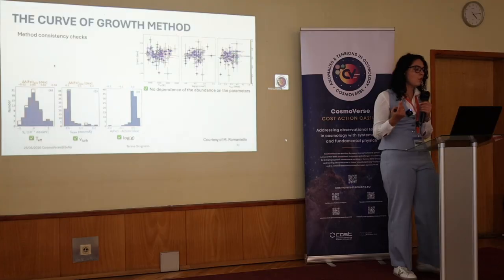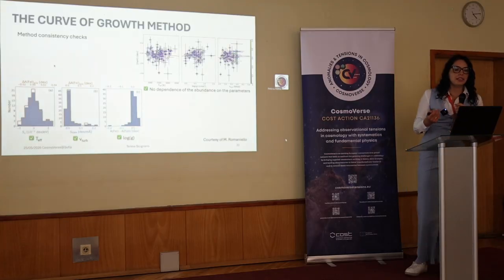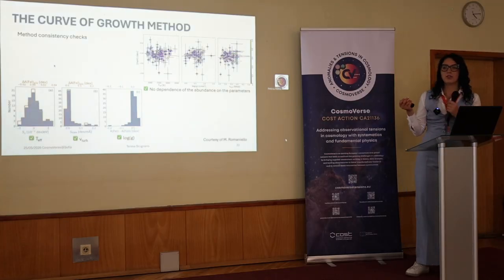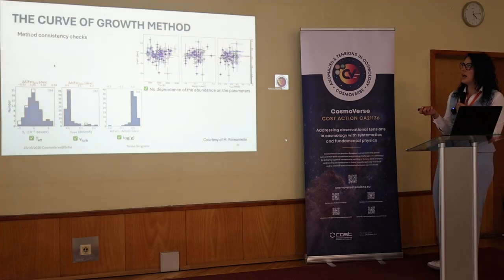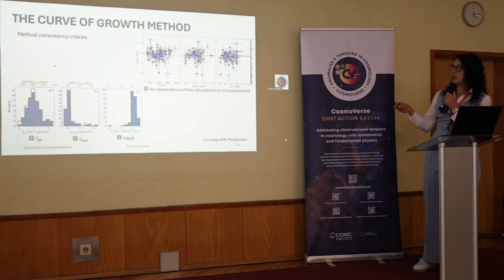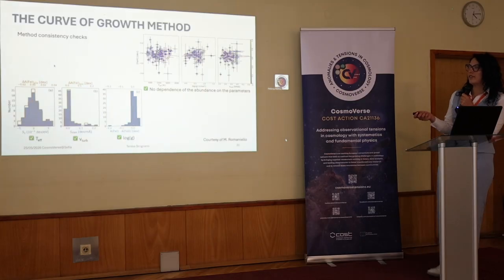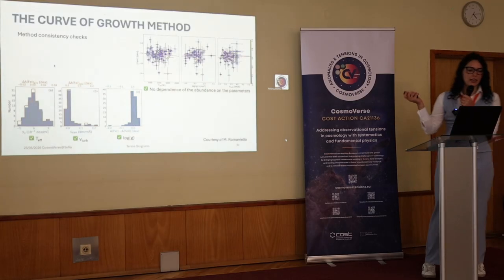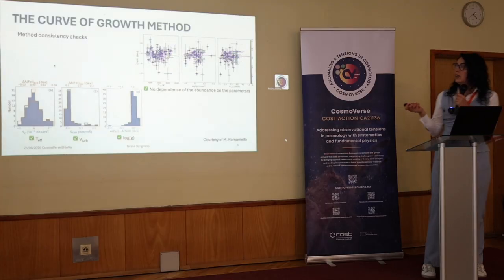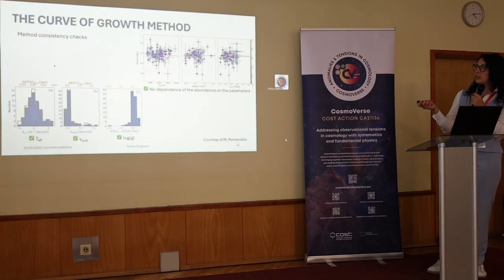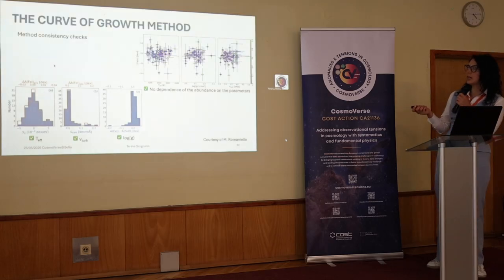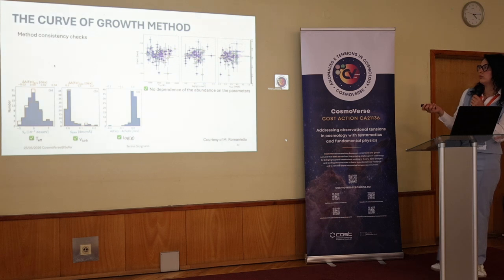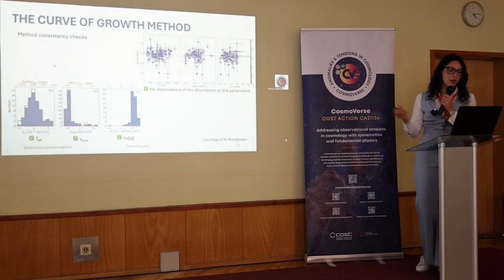Here, for example, we can see some method consistency checks from the LMC Cepheids, and you can see that there is no correlation between the effective temperature and the iron abundances for the Cepheids in the Large Magellanic Cloud. Also no correlation with the surface gravity, because this is the surface gravity, and no correlation with the microturbulent velocity.